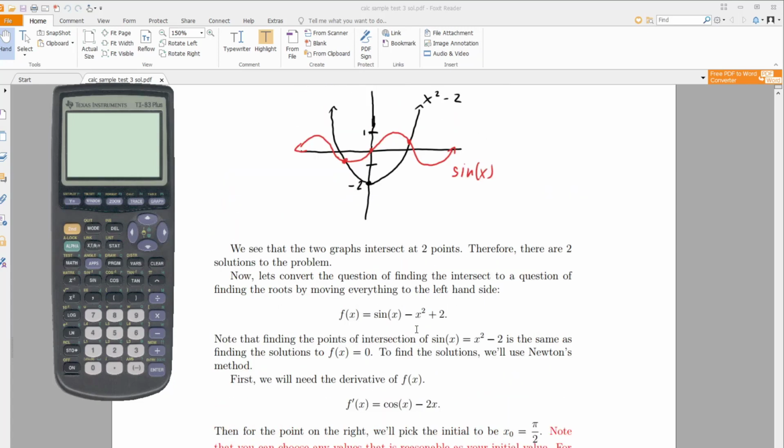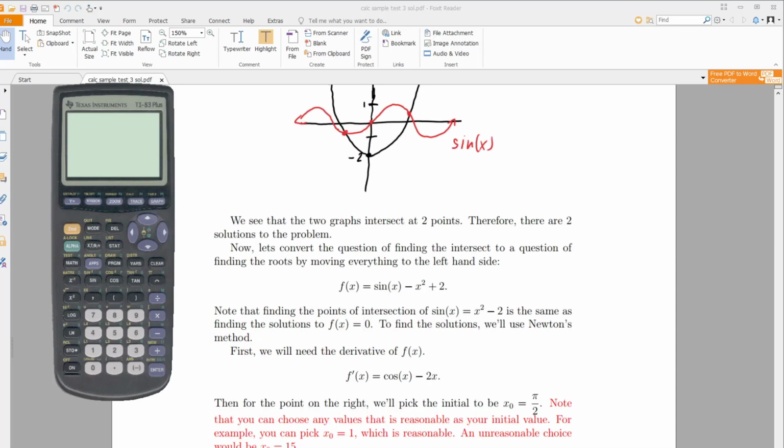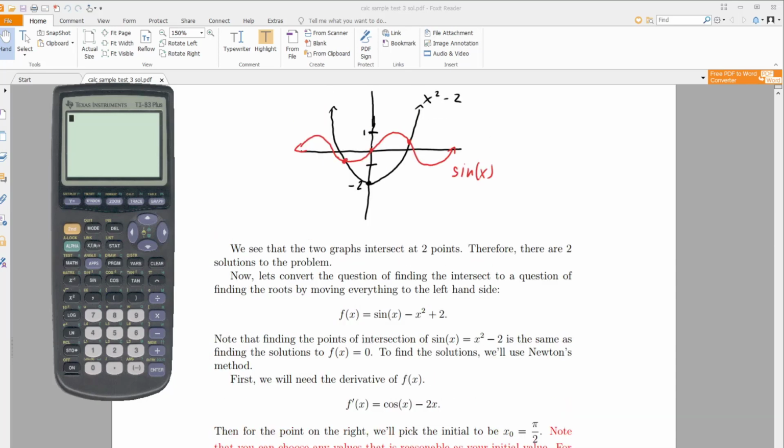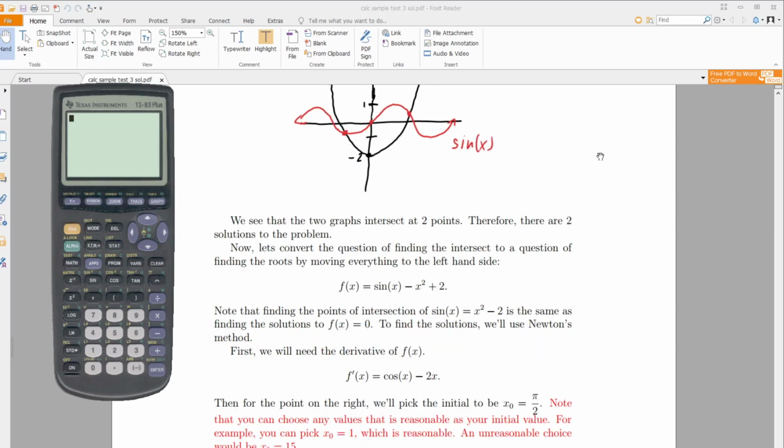Now, Newton's method requires us to have an initial value, an initial guess. In this case, I'll just use my initial guess to be pi over 2. Of course, you can just choose any reasonable point that you want. For example, 1 is reasonable if you look at the graph, but 15 all the way out here is not going to be reasonable. So just pick something that's relatively close to the roots that you want to find.